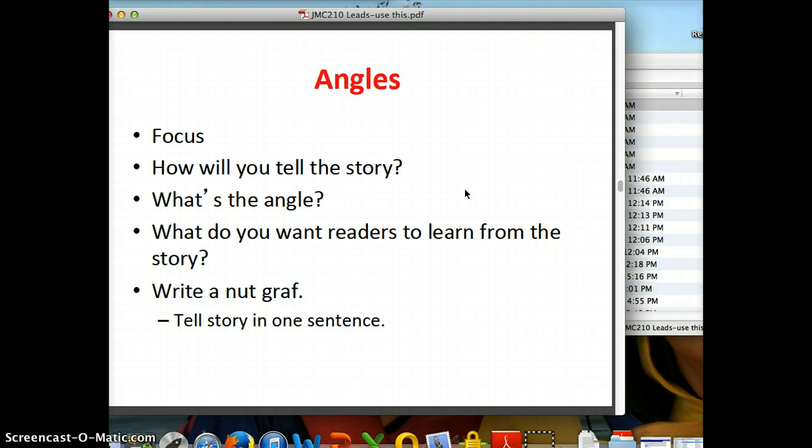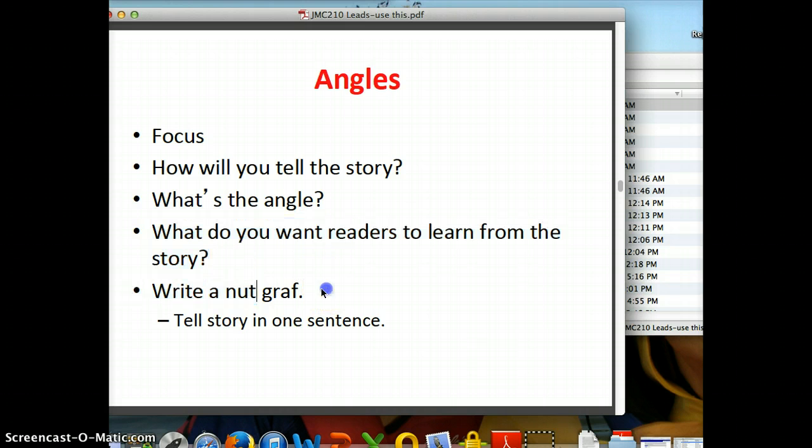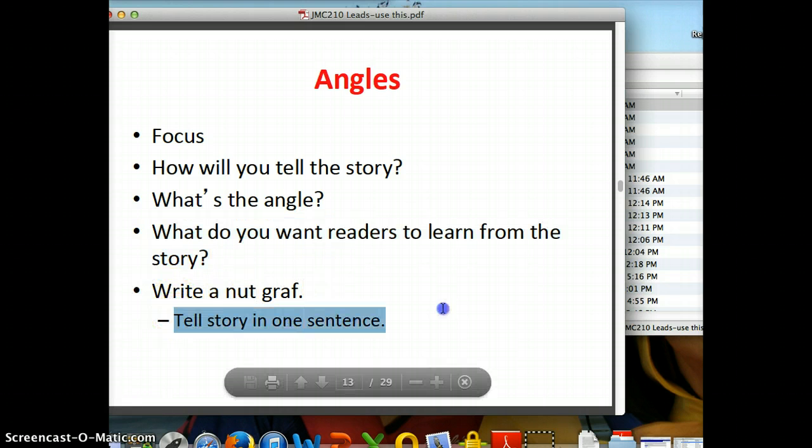So there's something called an angle. This is how you attack the story. It's your focus. So you want to have a focus. What do you want readers to learn from the story? What you want to do is tell the story in 1 sentence.